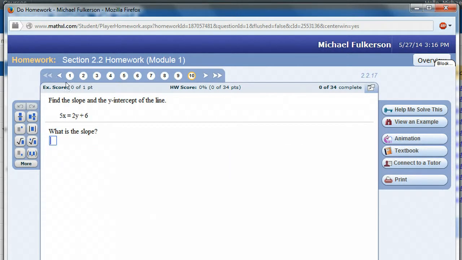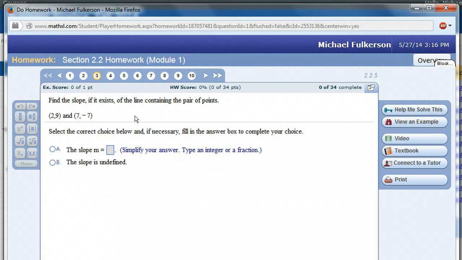But if you want to click on the various problems, let's go to problem number 3, let's say. It says find the slope, if it exists, of the line containing the pair of points. And so if you have a line that goes through the points (2, 9) and (7, -7), what is the slope? Okay, so if you watch the videos that I've created or you use the online textbook, they will talk about how to find the slope of the line connecting 2 points. Now in this, the answer here, I figured this out ahead of time. It would be 16 over -5. Okay, 16 over -5. So how do we type in 16 over -5?